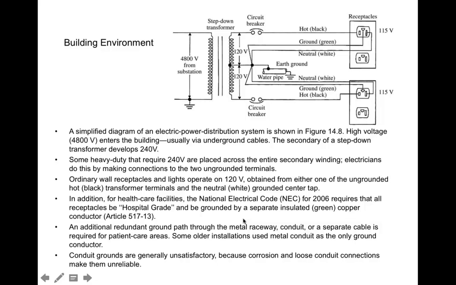So an additional redundant ground path, often through a metal raceway or a conduit or separate cabling, is typically required in patient care areas. Sometimes older installations use a metal conduit as the only ground conductor. Typically, that's considered unsatisfactory because you can get a lot of loose conduit connections as well as corrosion. So what you really want to see is a hard wire. Often that's done to the patient area, to the bed where the patient is, and then there's just a hard ground that makes sure that everything is safely grounded.